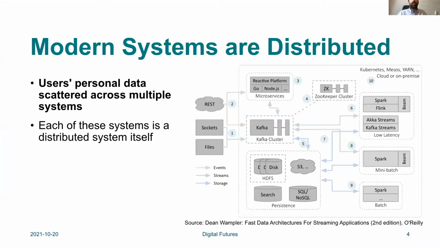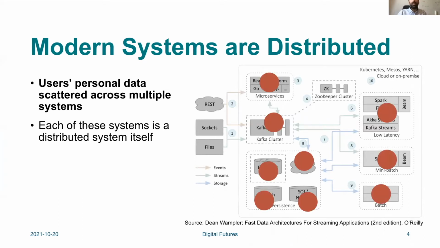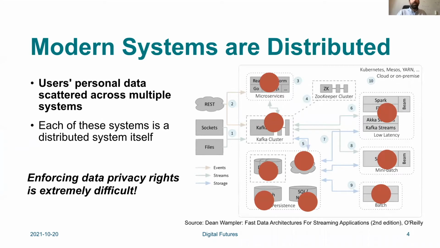The technical challenges are immense because most modern systems are distributed, which means that user data is typically scattered across multiple systems. This means that it is extremely hard to enforce data privacy rights in modern systems.